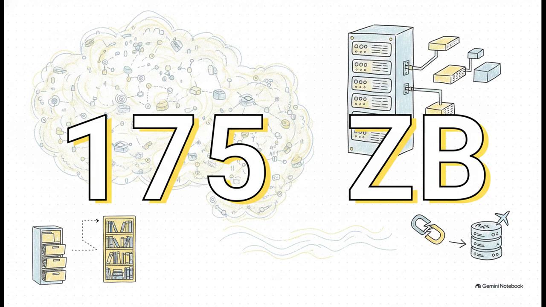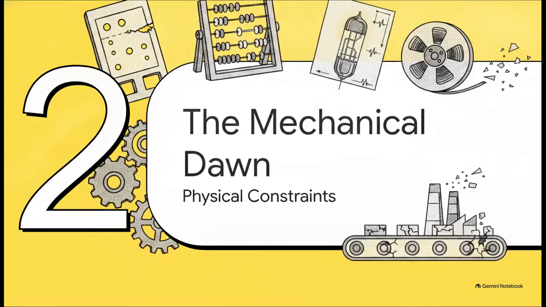And when this invisible architecture fails, well, just look at the massive US air travel crisis in 2023. A single corrupted database file literally grounded flights and stopped the world. But to understand this massive ocean of data we have today, we actually have to look back to an era of intense physical constraints. Which brings us to part 2, the mechanical dawn, and the era of physical constraints.